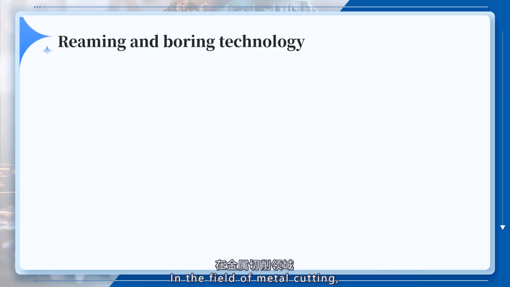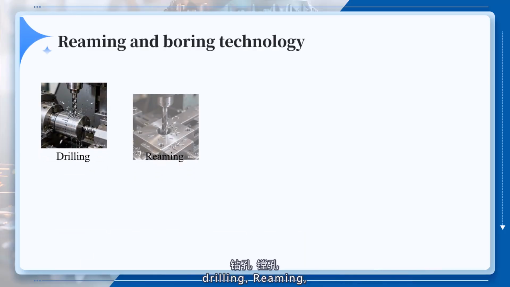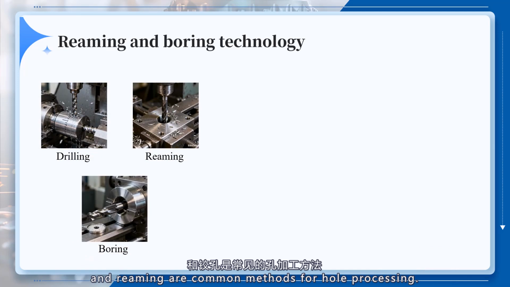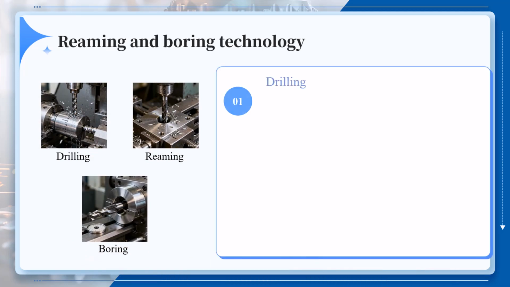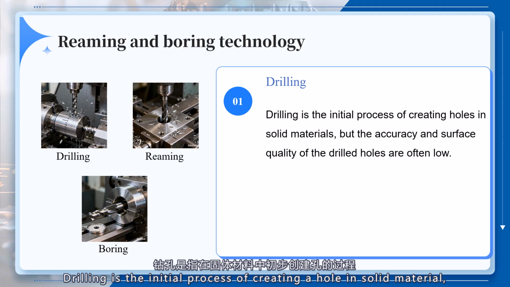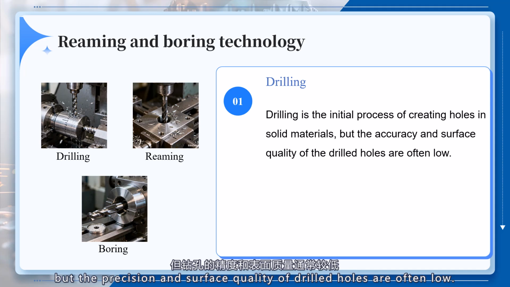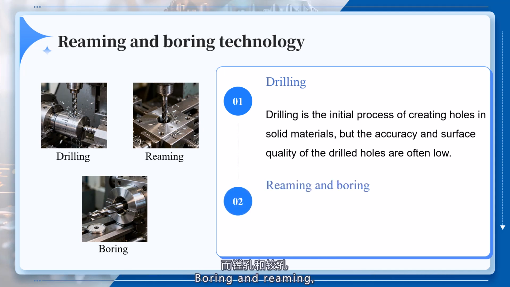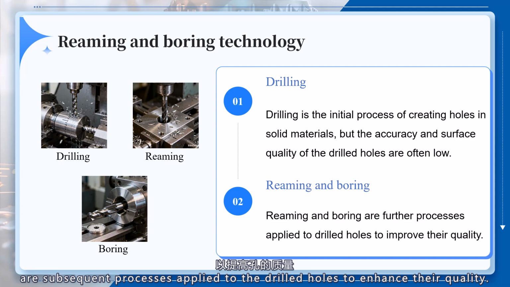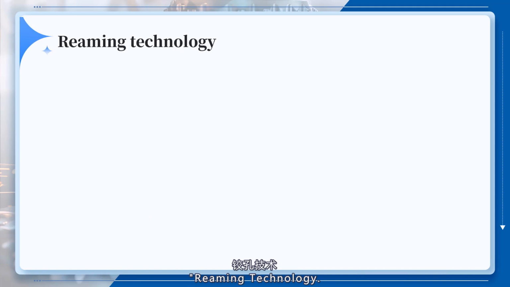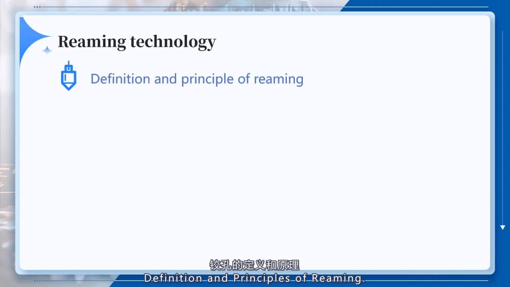In the field of metal cutting, drilling, boring, and reaming are common methods for hole processing. Drilling is the initial process of creating a hole in solid material, but the precision and surface quality of drilled holes are often low. Boring and reaming, on the other hand, are subsequent processes applied to the drilled holes to enhance their quality. Boring technology, definition and principles of boring.